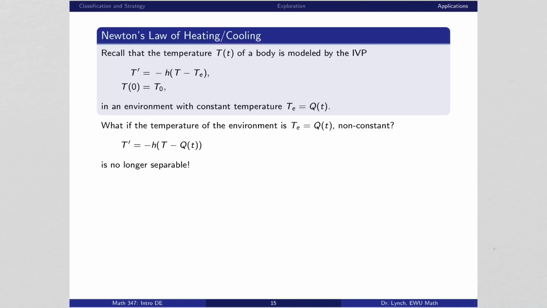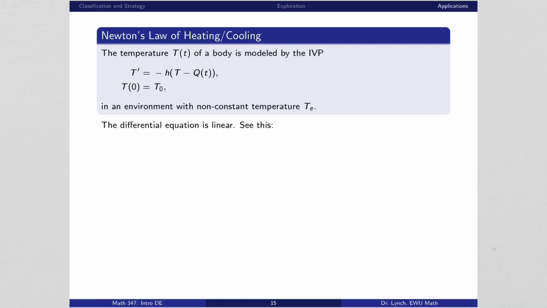Now, as it turns out, the resulting differential equation, which again states that the rate of change of the temperature of a body is proportional to the difference between the temperature of the body and the environment, is no longer separable. On the other hand, this differential equation does turn out to be linear, and we can see that it's linear by rewriting it in our first order linear form. To do so, we multiply out the minus h on the right hand side of the differential equation and rearrange to the form T prime plus hT equals hQ of t.